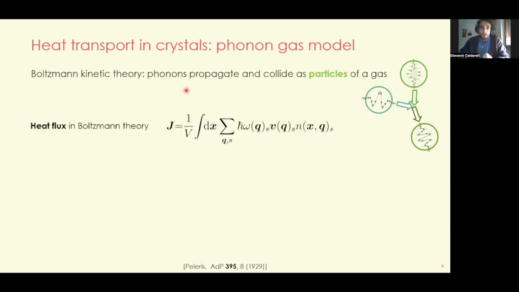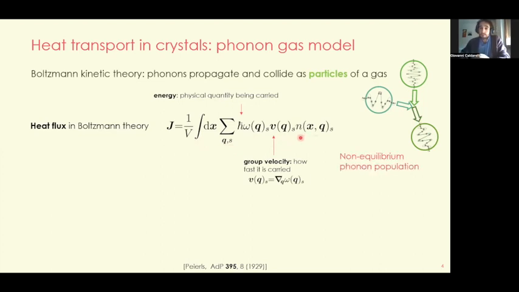And in this theory, you describe the heat flux as a volume average and a summation over all the phonon states, where q represents the crystal momentum and s the phonon band, of an expression which has a fairly intuitive form, because you have the energy, the physical quantity being carried, multiplied by the group velocity, so how fast this quantity is carried, just like the electrical current is the charge multiplied by the velocity of the carrier. And then you have this statistical factor here, which basically tells you what is the local amount of vibration that you have. So it is basically the non-equilibrium phonon population.